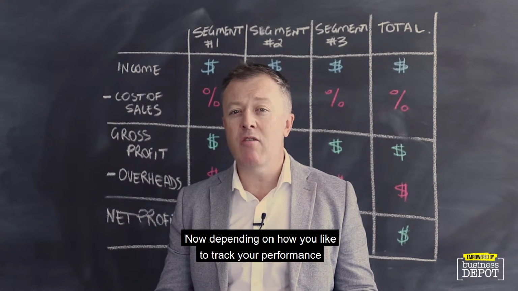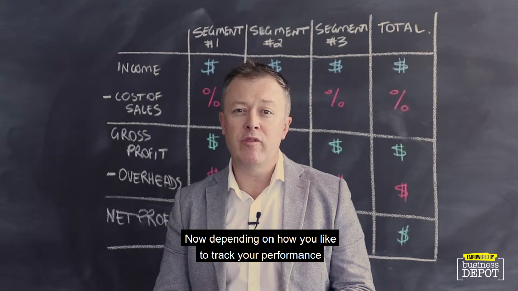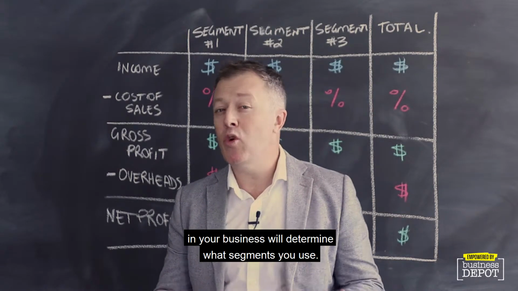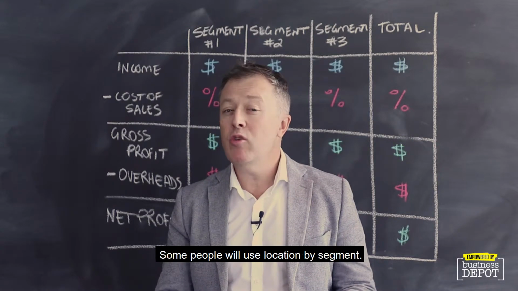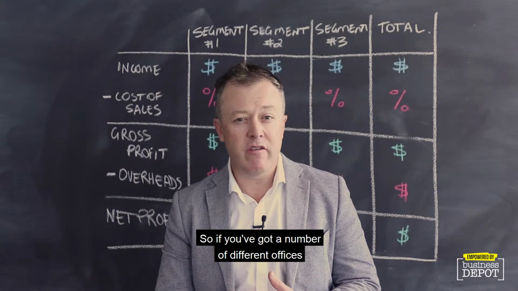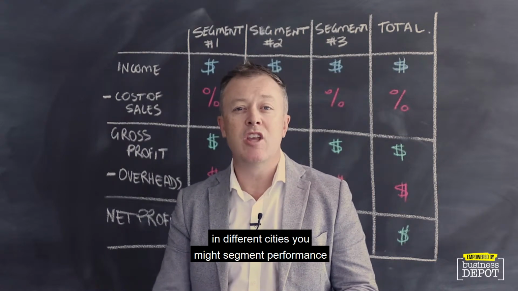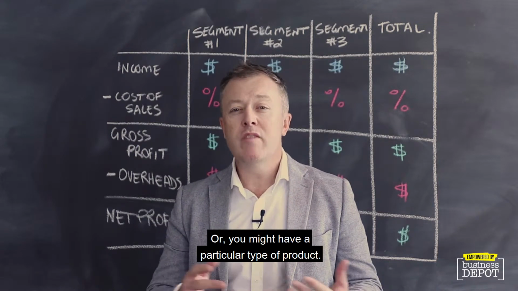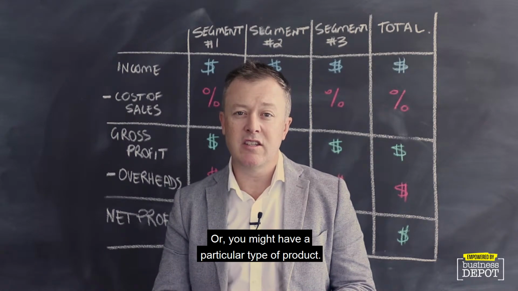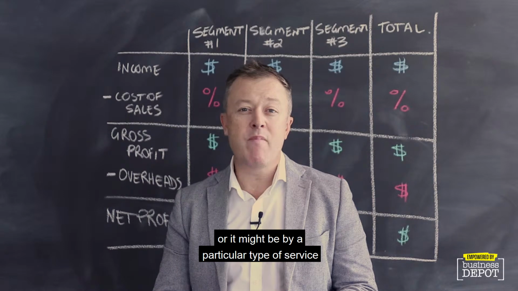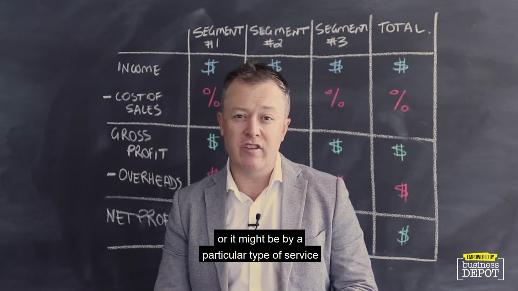Now, depending on how you like to track your performance, or what is the best way to track your performance in your business, will determine what segments you use. Some people will use location by segment. So if you've got a number of different offices in different cities, you might segment performance by location. Or you might have a particular type of product, so you might segment your P&L by product type. Or it might be by a particular type of service that you are delivering.